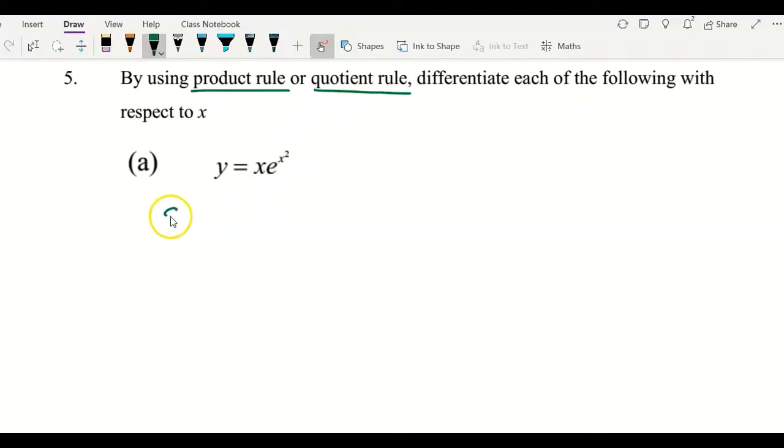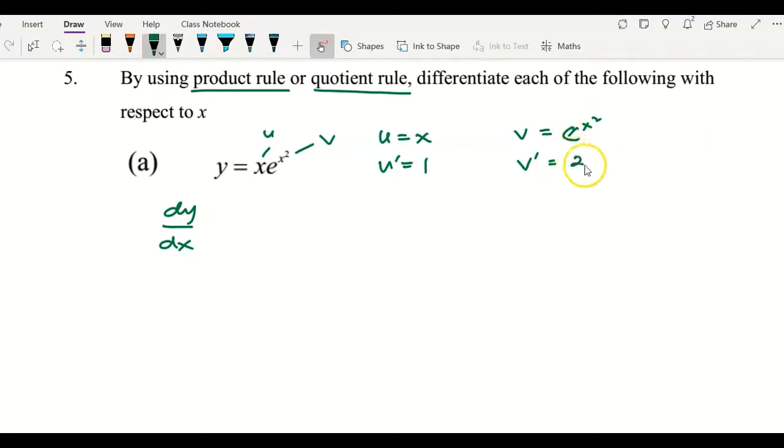dy/dx, I'm going to find this. Define the x as my u and the e^(x squared) as my v. Write down your u as x, and get your u prime, because I plan to use the product rule. U prime equals 1 and v equals e power of x squared. For v prime, the formula to differentiate e^(f(x)) is f prime(x) times e^(f(x)), meaning we differentiate the x squared to get 2x, and then copy itself back, you get e^(x squared). So this is your v prime.